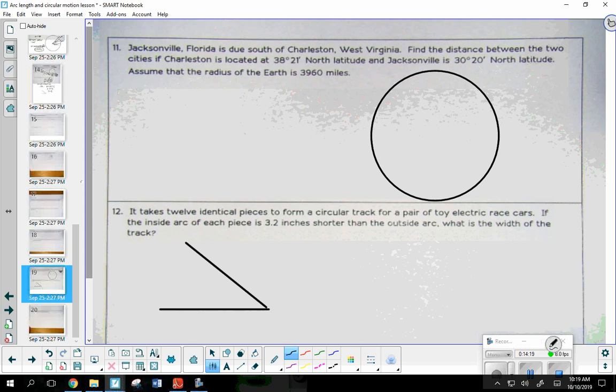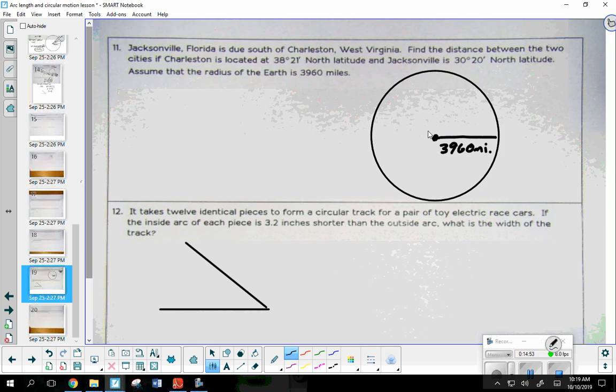It says Jacksonville, Florida is due south of Charleston, West Virginia. Find the distance between the two cities if Charleston is located at 38 degrees 21 minutes north latitude, and Jacksonville is 30 degrees 20 minutes north latitude. Assume the radius of the Earth is 3,960 miles. Okay. So here's the thing. I've got a cross section of the Earth here. And again, I always like to go ahead and draw a sketch of what we have. So 3,960 miles.